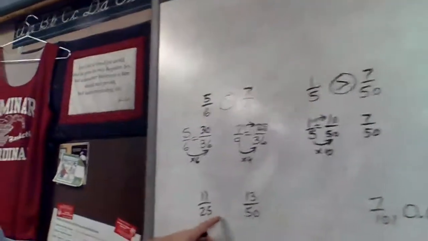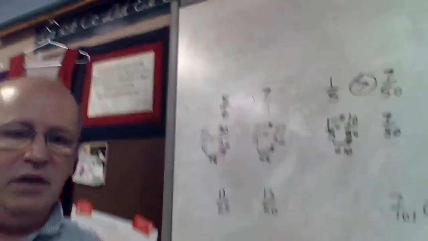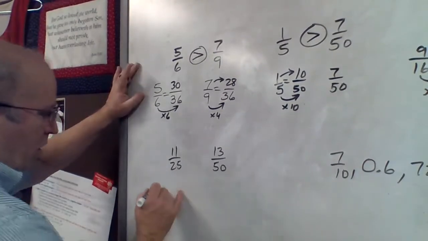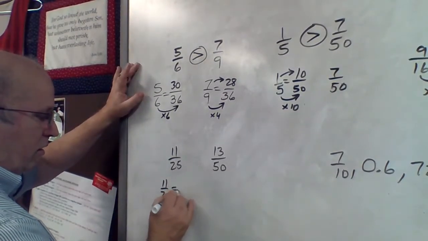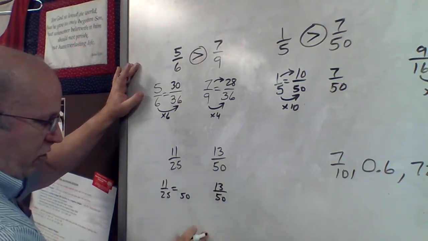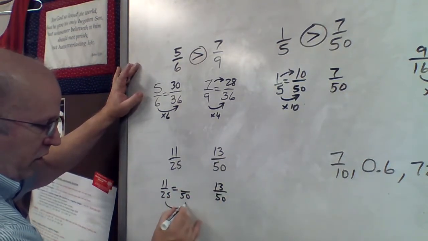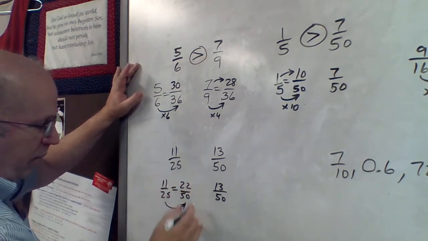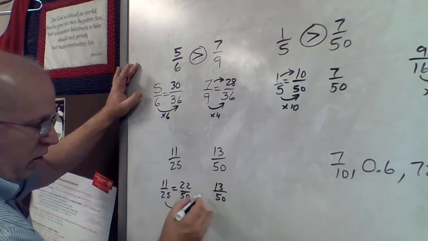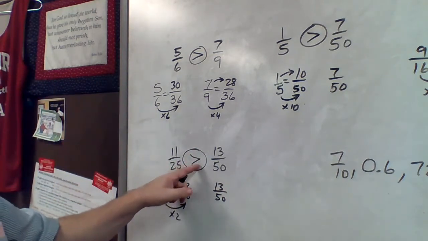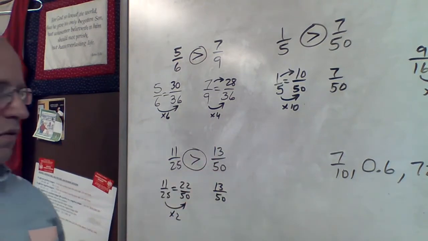Down here, one more of that type. What's the common multiple of 25 and 50? Hopefully you can tell it's 50. I don't even have to do anything to the right-hand side fraction. It's already in the form of 50ths. Here we're multiplying by 2, so that gives me 22 on top when I follow the pattern. I need a greater than symbol here because 11/25 is greater than 13/50.